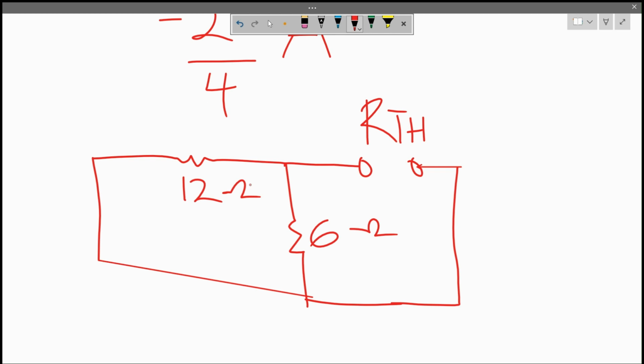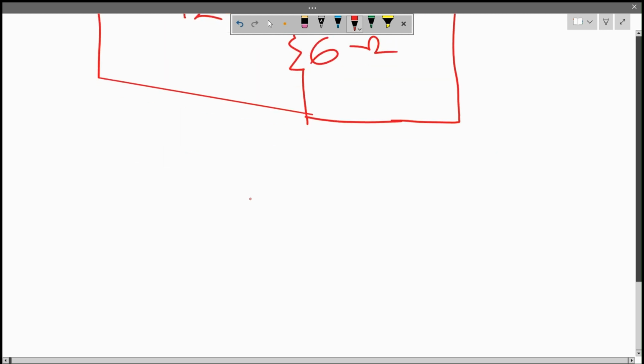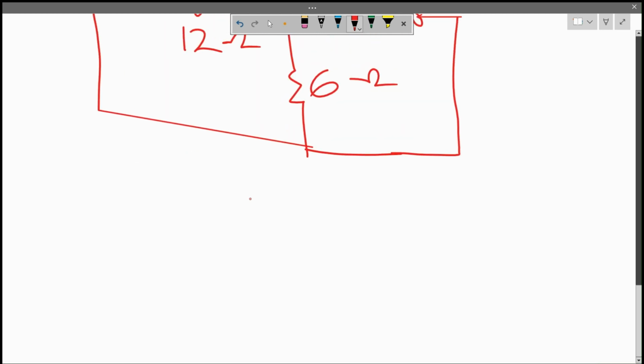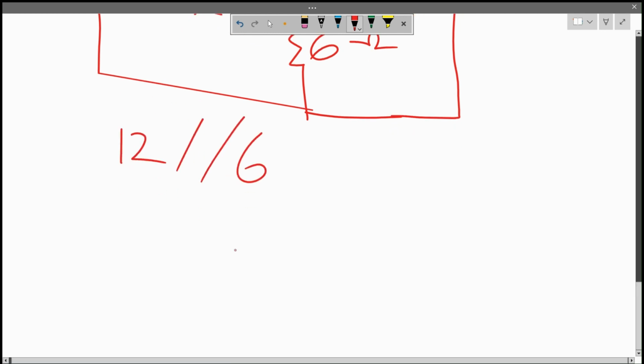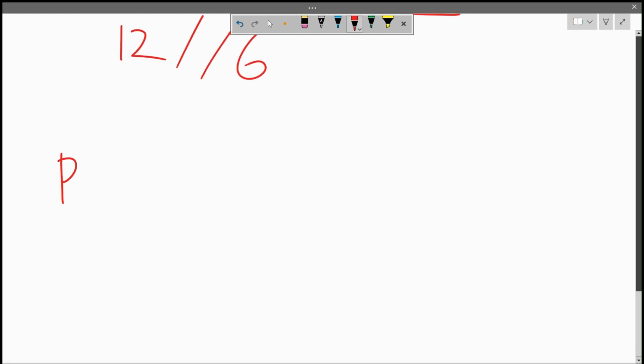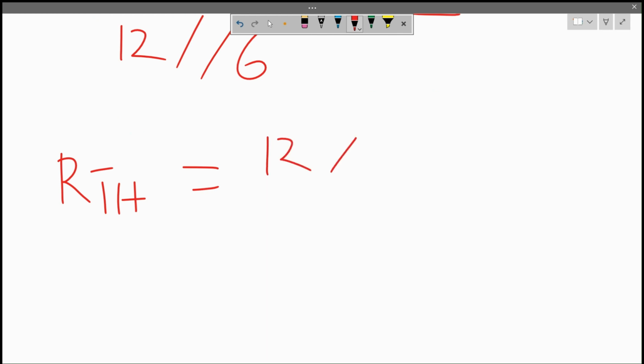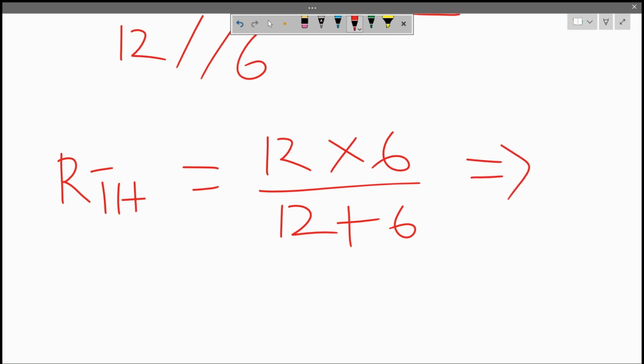Now, the 12 ohms is parallel to the 6 ohms. Now we are going to have the RTH is going to be 12 times 6 over 12 plus 6, which is going to give us 4 ohms.